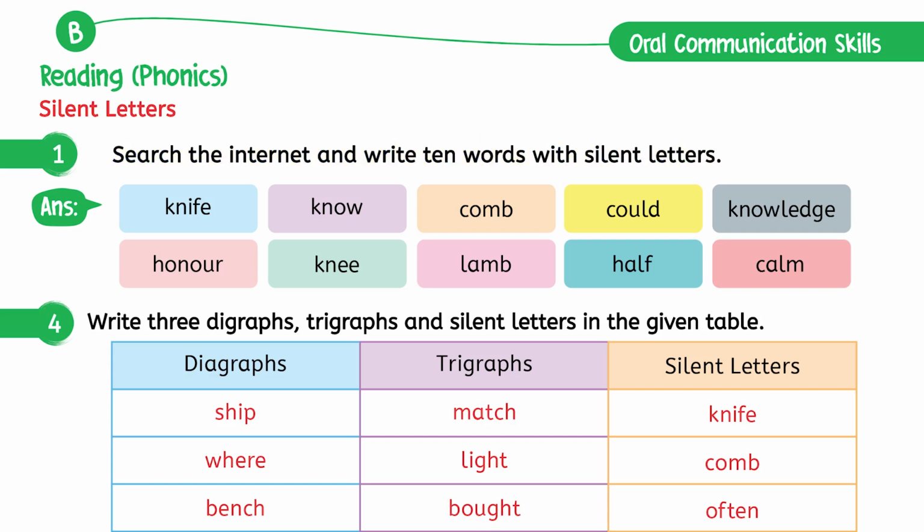You can also search your own, but I'm going to help you with some of the letters. Just like knife, know, knee, knowledge with the K silent, comb, lamb with the B silent, could, half, calm with the L silent, and honor with the H silent.